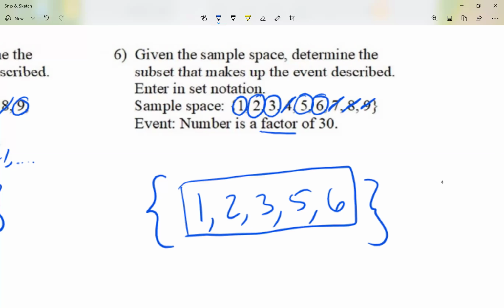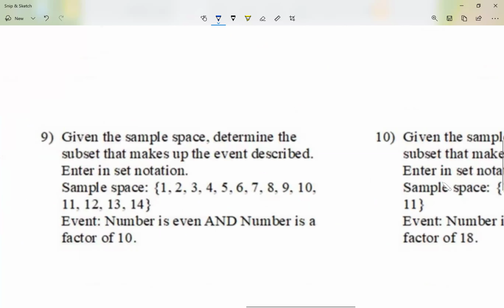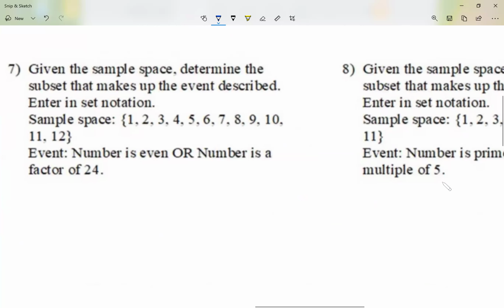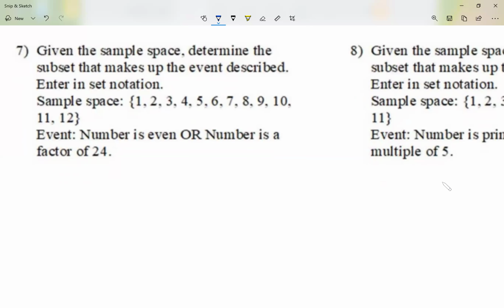Okay, let's flip the page. Let's take a look. Today I'm working from 5 through 12. So that was question number 6. Let's take a look at question number 7. We flip the page. Given the sample space, so my numbers I could choose are 1, 2, 3, 4, 5, 6, 7, 8, 9, 10, 11, or 12. So given the sample space, determine the subset that makes up the event described, enter in set notation. So let's see, event: number is even.